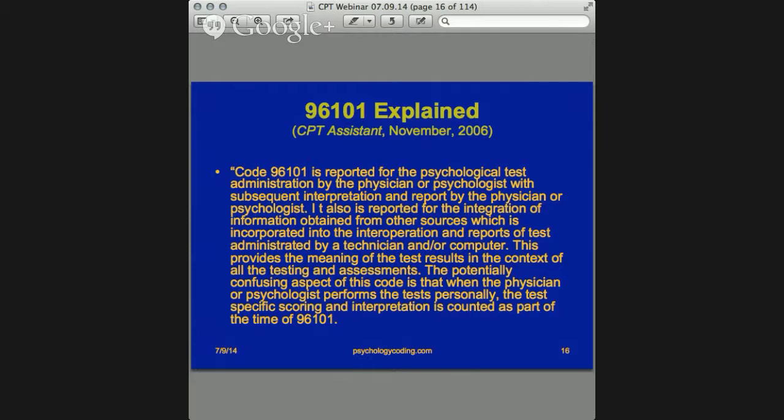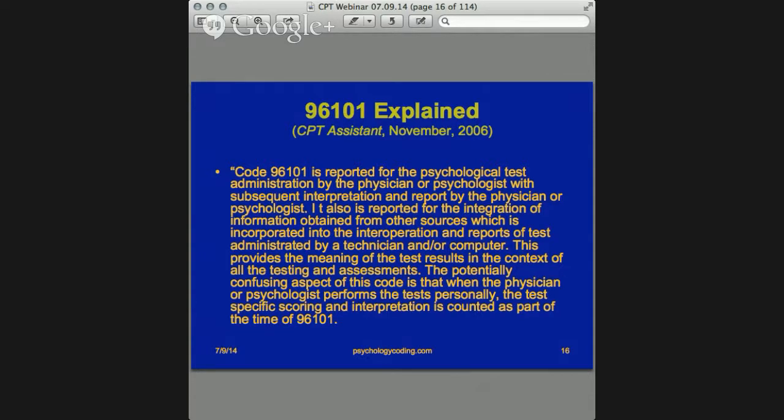Furthermore, if the test is being administered and scored by the professional, which is broadly defined as the individual who has a contractual agreement with an insurance company that's paying for the service, then that individual can bill for testing, scoring, integration, and interpretation of these findings in a broader context.